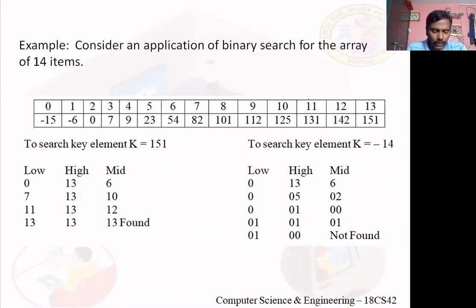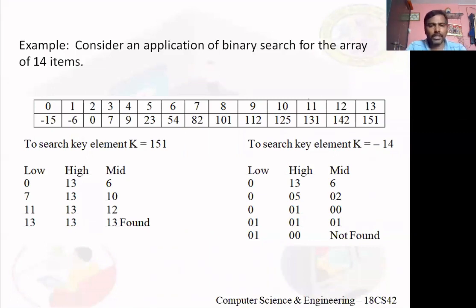So now let me trace this. Like in mathematics, you follow step by step, right? Now I have been given an array, all elements sorted in ascending order. Now I want to search for 151. This is the key element.